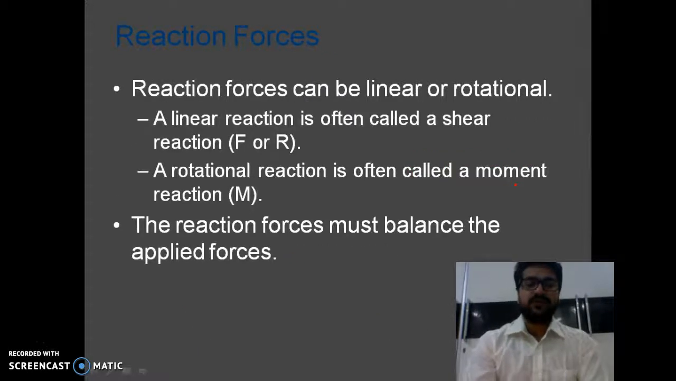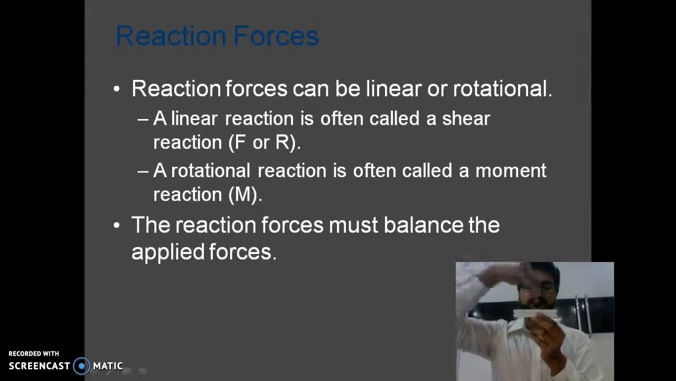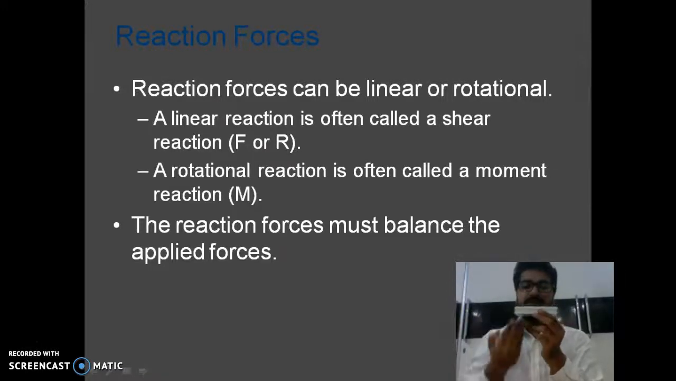Correct? So moving ahead, the reaction forces can be linear or rotational, which we'll be studying ahead. The reaction force is also called a shear reaction, and the rotational reaction is often called a moment. The reaction force must balance the applied force. So that's what I've said earlier. If there is a beam and if there is some load applied over it, there should be sufficient support to counteract the effect of this force. This force can be a linear reaction, which is called shear.